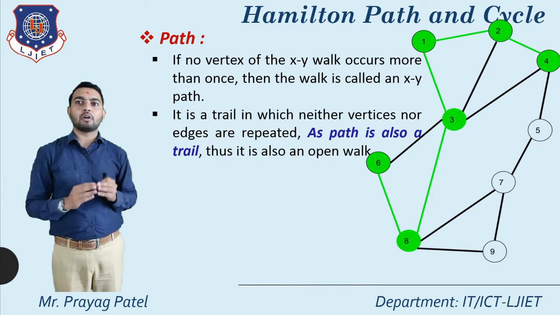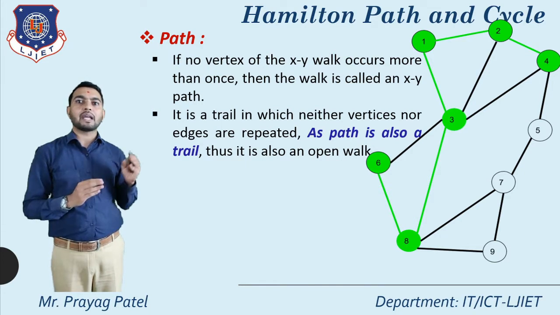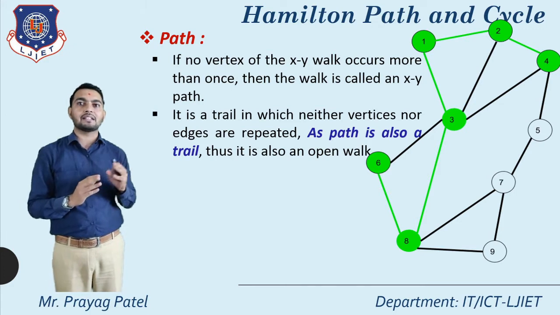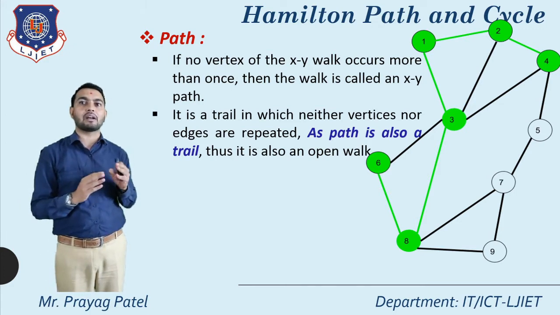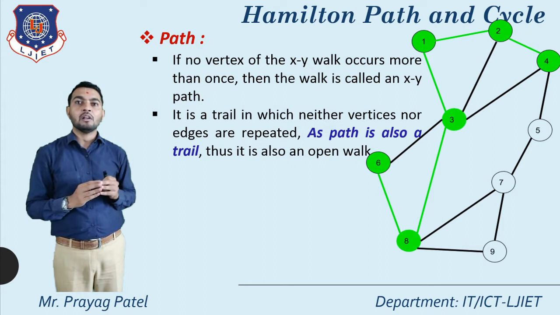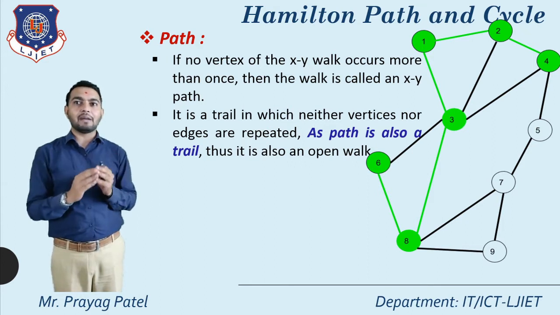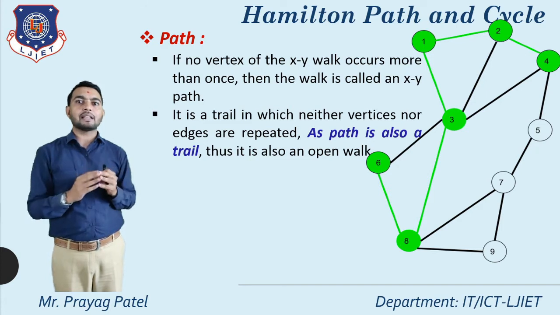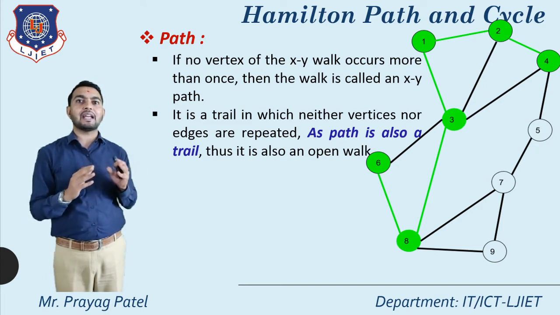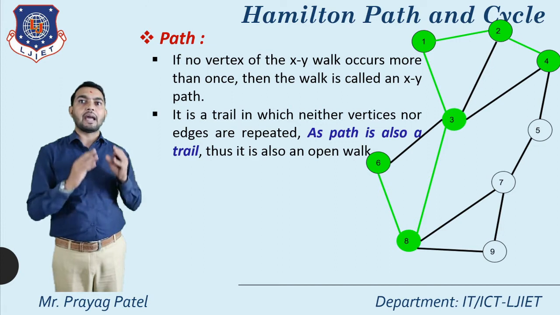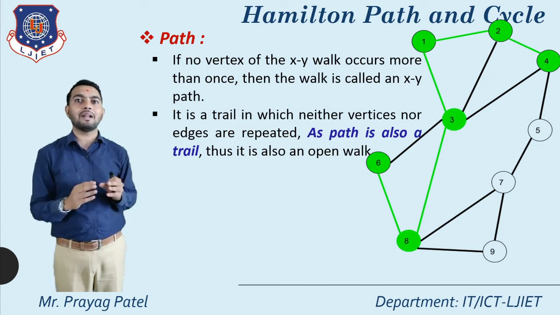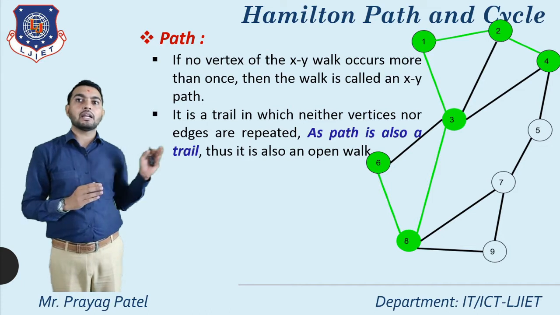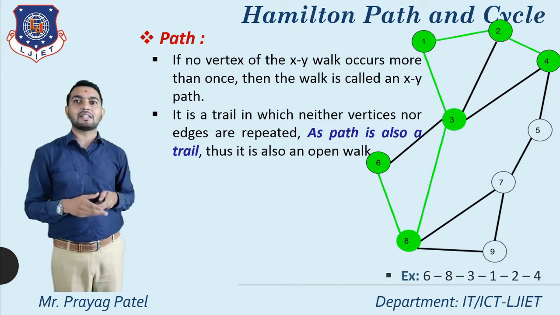As a path is also considered a trail, we can say that a path is an open walk, not a closed walk. If we consider a closed walk, then it is not a path, it is a cycle. So what is the difference between a path and a Hamilton path? In a path we do not need to consider each and every node, but in a Hamilton path we have to compulsorily cover all the nodes. So this is considered a simple concept of path.